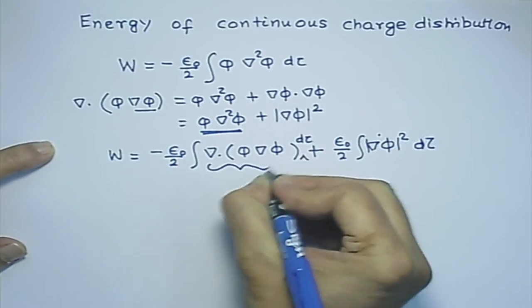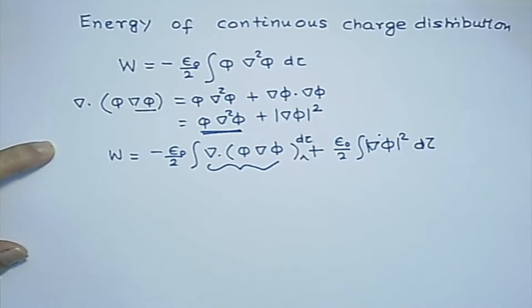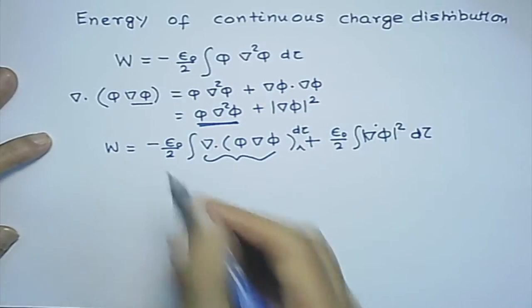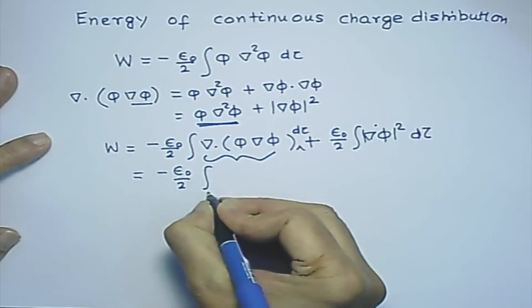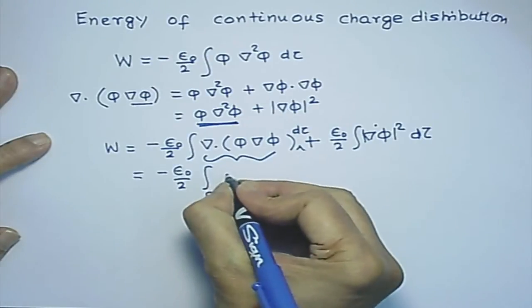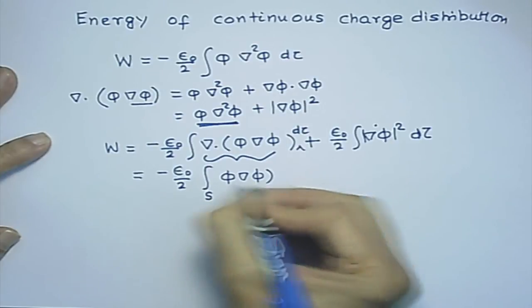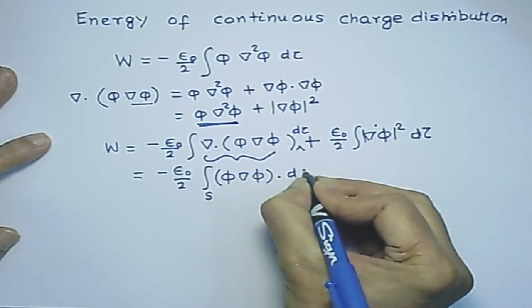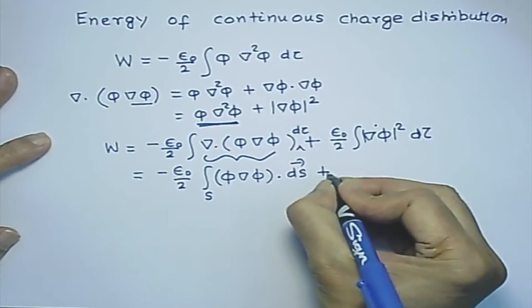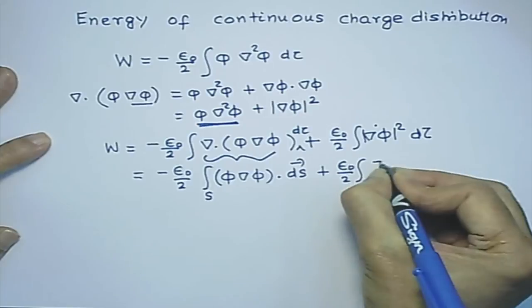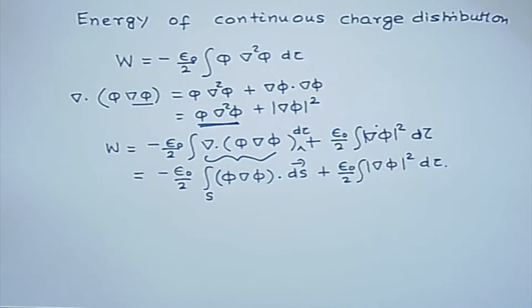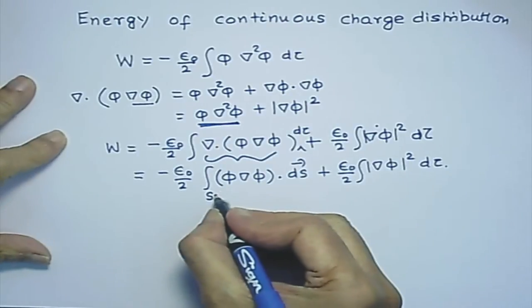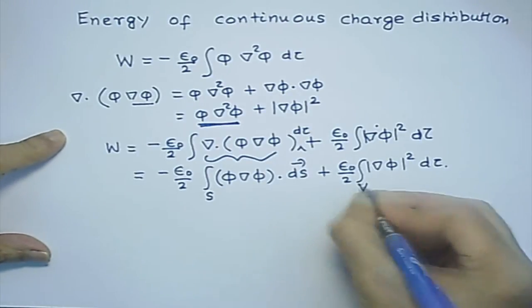Of course our friend, the divergence theorem, will tell me I can rewrite this term as epsilon 0 by 2 integral over the surface phi del phi dotted with ds, because this is a surface integral now, plus epsilon 0 by 2 integral del phi absolute square d tau. Now this is a very interesting situation. One term is over the surface, another term is over the volume.